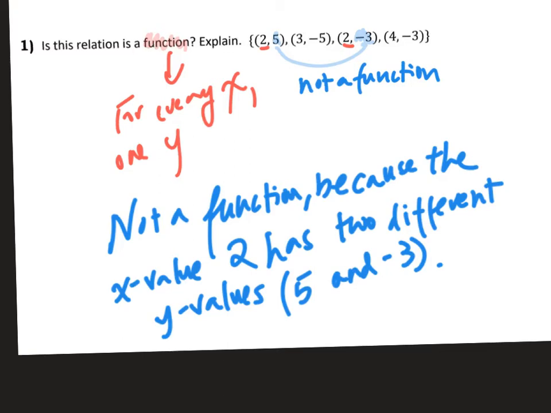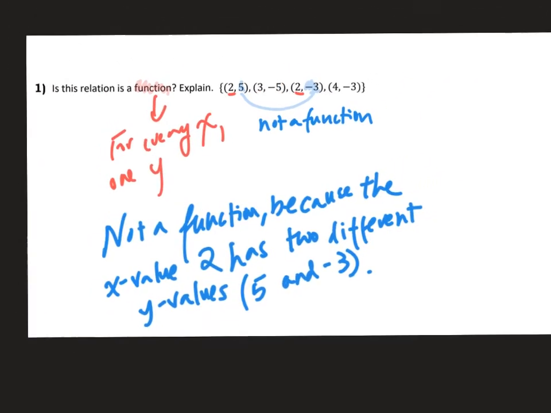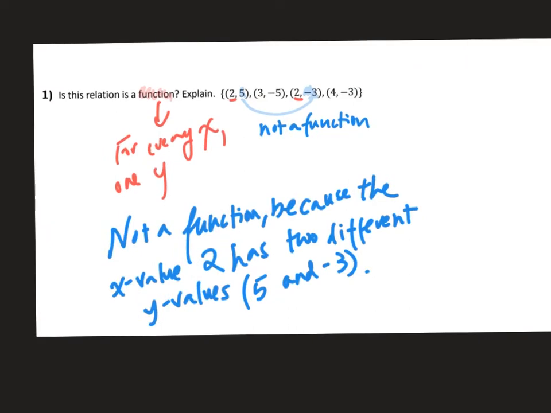And then when we connect it back to representing relations on graphs and representing relations as mappings, we can more clearly see this. But generally, whenever you're given a relation as a set, you want to just look to see: is your x value repeating? If it is, most likely it's not going to be a function because it's probably going to have a different y value associated with it.